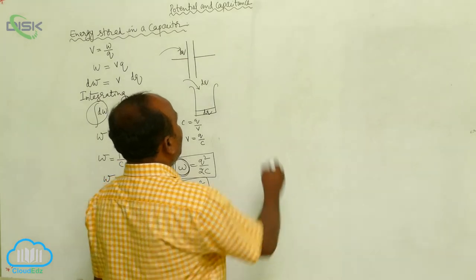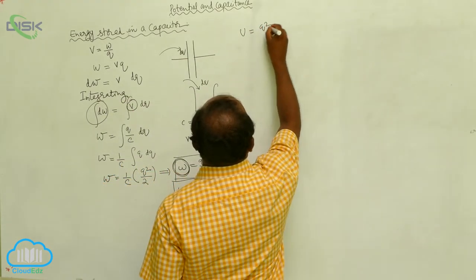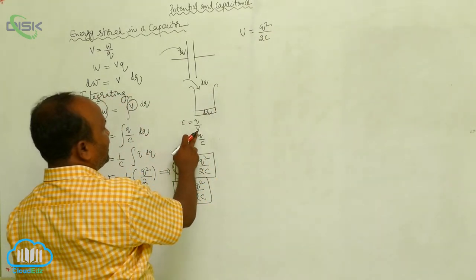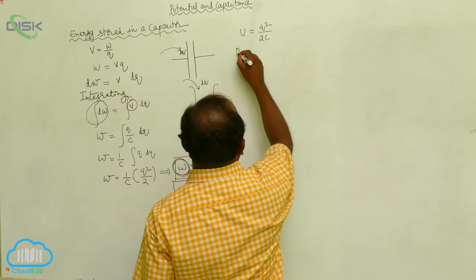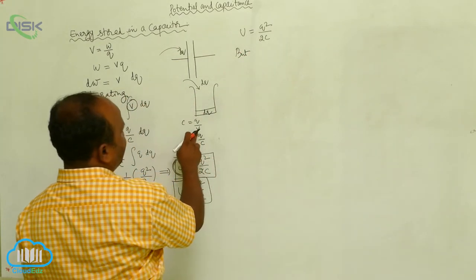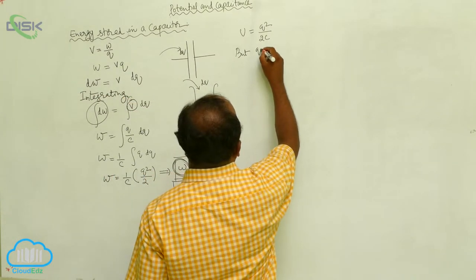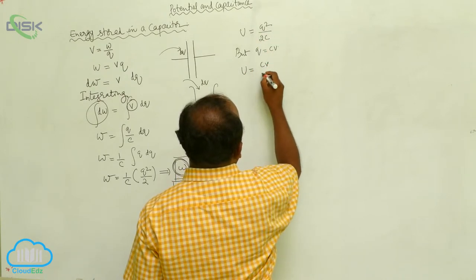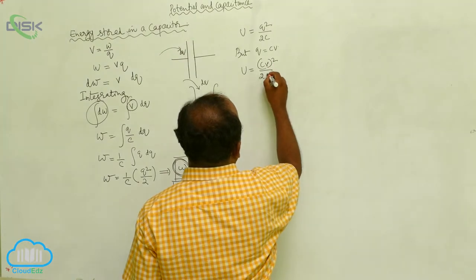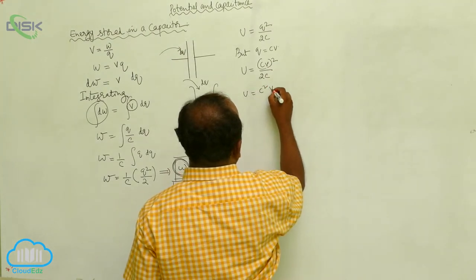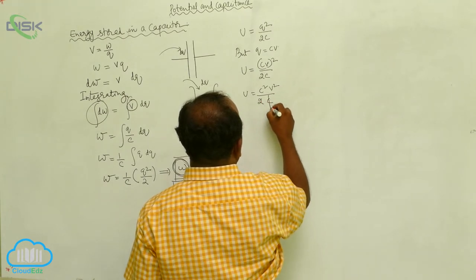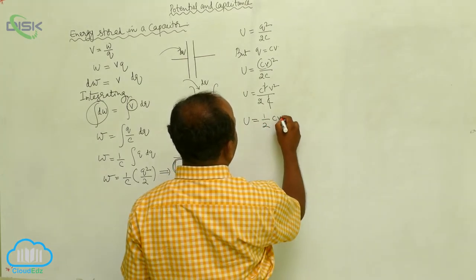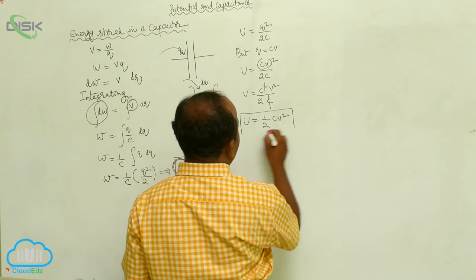Now, as U is equal to Q square by 2C, and C is equal to Q by V, in cross multiplication Q is equal to CV. Therefore, U is equal to CV whole square by 2C, so U is equal to C square V square by 2C. The C's get cancelled, and U is equal to 1 by 2 CV square.